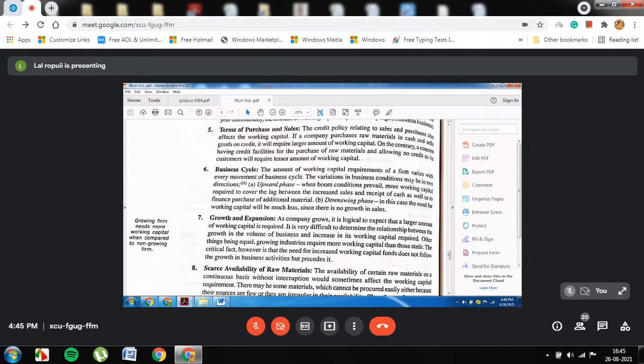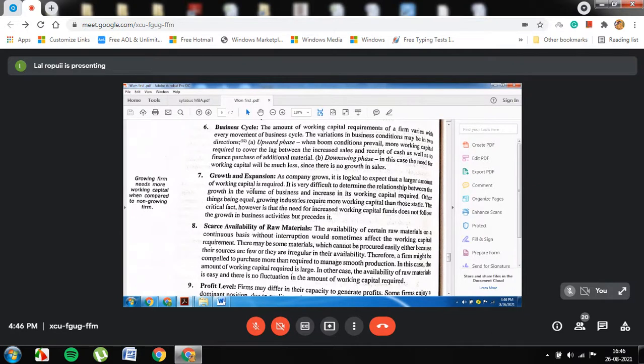Then business cycle. The amount of working capital required by a firm varies with every movement of the business cycle. For example, in the upward phase or boom period, you have a very large number of sales, so for that you need more working capital. In the downsizing phase, meaning the recession period, the need for working capital will be much less since there is no growth in sales. So the business cycle also determines the requirement for working capital.